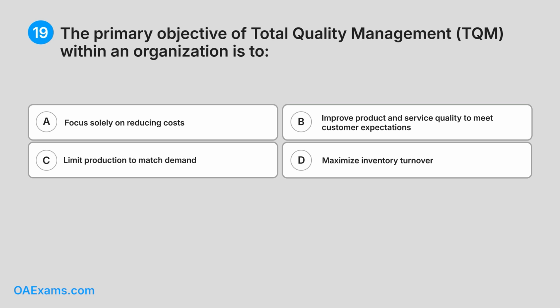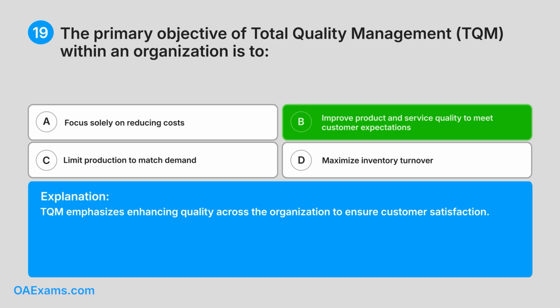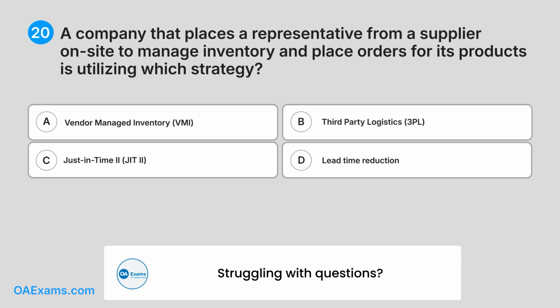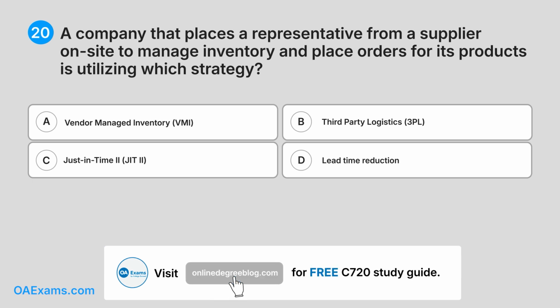Correct answer, B. Improve product and service quality to meet customer expectations. Explanation: TQM emphasizes enhancing quality across the organization to ensure customer satisfaction. 20. A company that places a representative from a supplier on site to manage inventory and place orders for its products is utilizing which strategy?